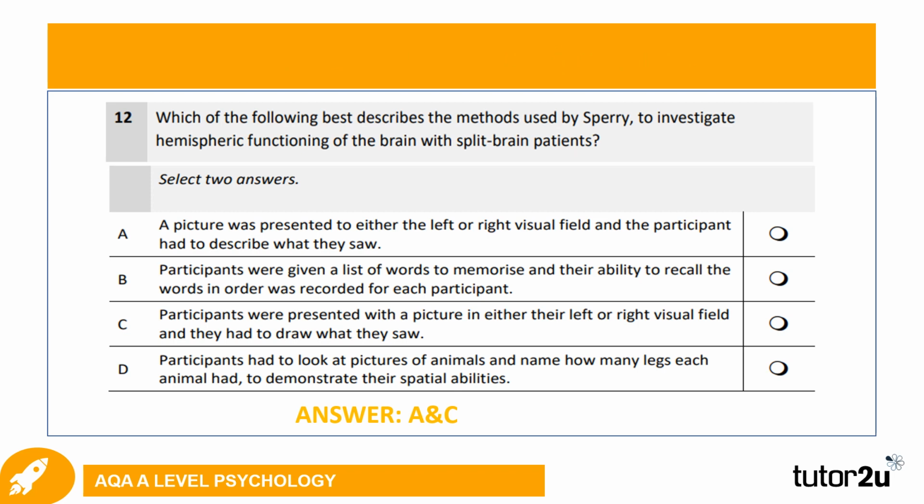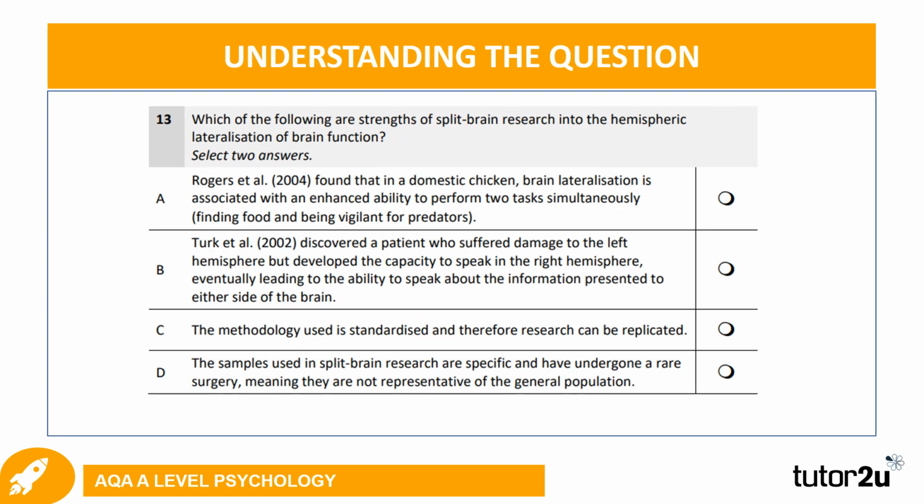Well done if you identified A and C as being the correct answers. So remember, with Sperry's research, we're looking at the left or right visual fields to try and work out the hemispheric function of the brain with split brain patients. So A was the picture presented to either the left or right visual field, and then the participant had to describe what they saw. And C, participants were presented with a picture in either their left or right visual fields again, and they had to draw what they saw.